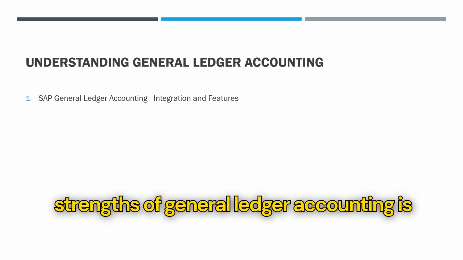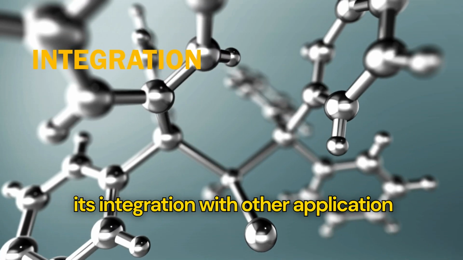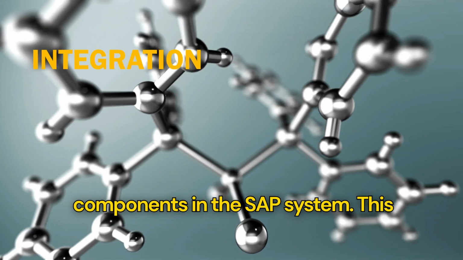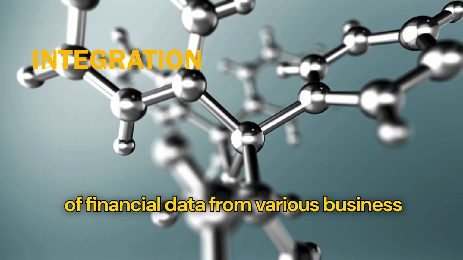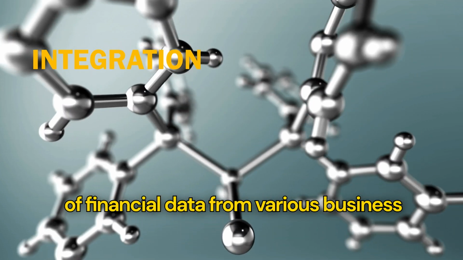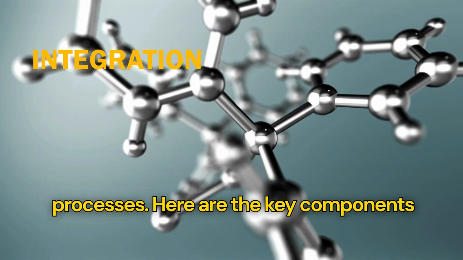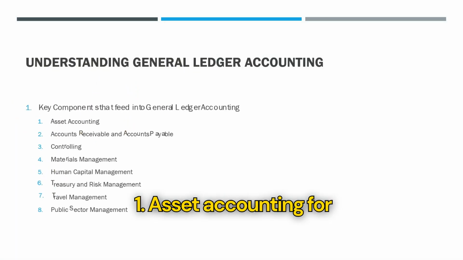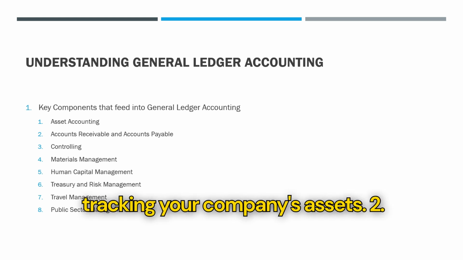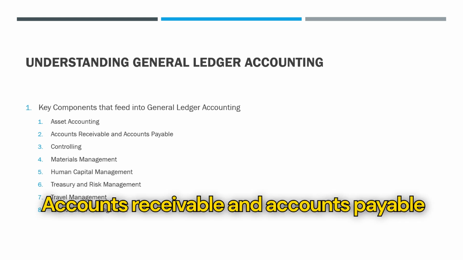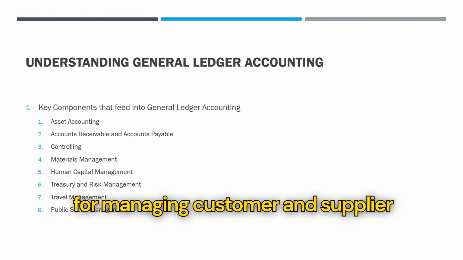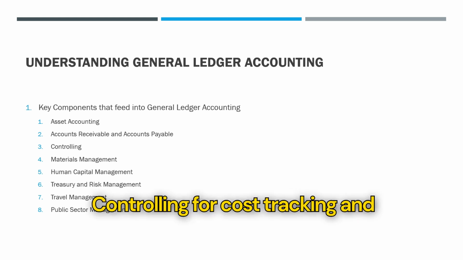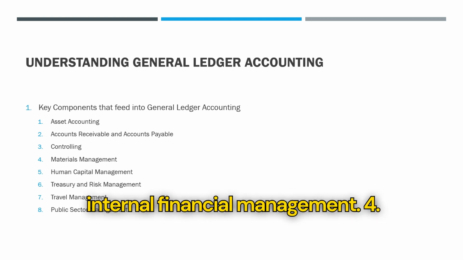One of the biggest strengths of General Ledger Accounting is its integration with other application components in the SAP system. This allows for seamless tracking and managing of financial data from various business processes. Here are the key components that feed into General Ledger Accounting. 1. Asset accounting for tracking your company's assets. 2. Accounts receivable and accounts payable for managing customer and supplier transactions. 3. Controlling for cost tracking and internal financial management.